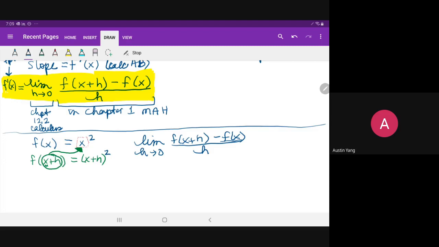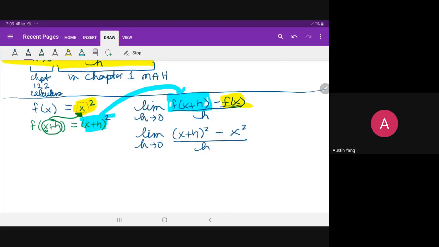So f of x plus h, you substitute it in. Then you're going to substitute this, and I'm going to highlight this. So this part goes right here into this whole thing, and then this x squared is going to go right here. You still have your limit as long as you have an h in the problem. So f of x plus h is x plus h squared, minus f of x, which is x squared, divided by h.